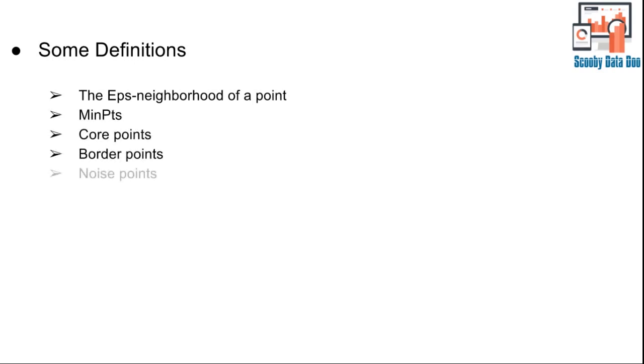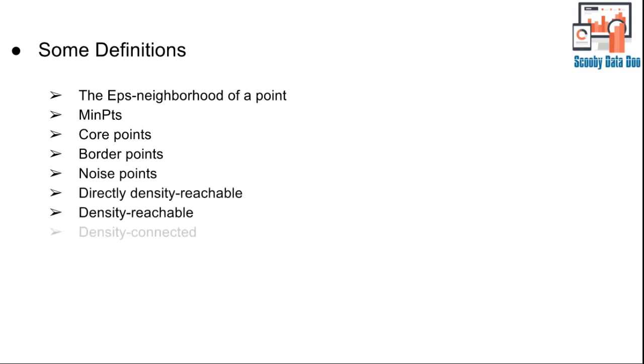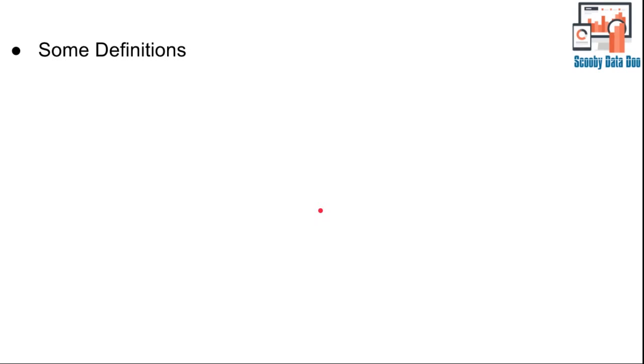So before getting into the algorithm part, we have to get through some definitions. First of all, the EPS neighborhood of a point, min PTS, core points, border points, noise points, directly density reachable, density connected. These are the concepts we have to go through before we try to understand the algorithm.